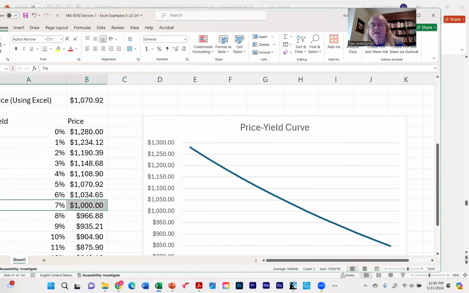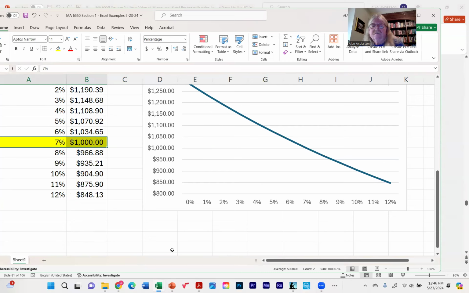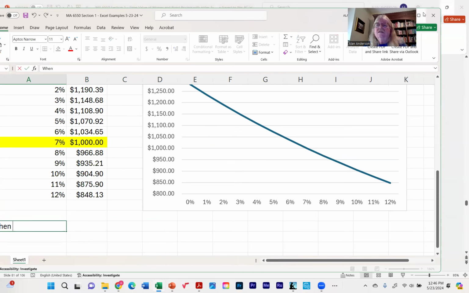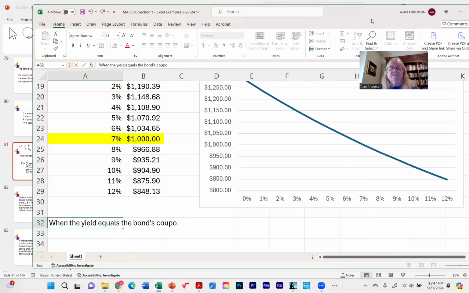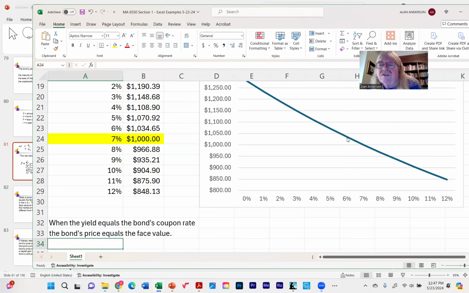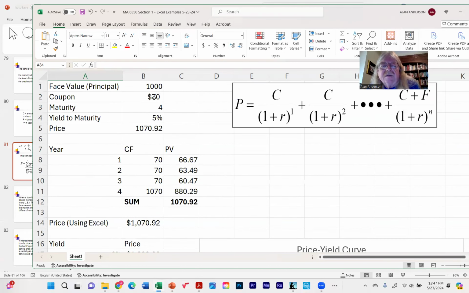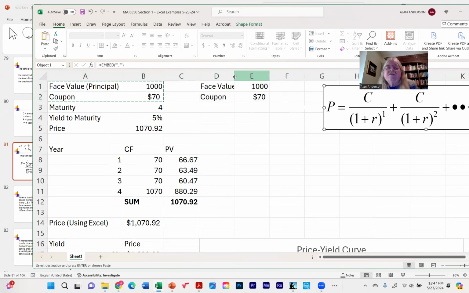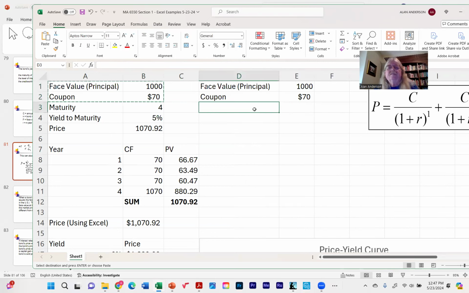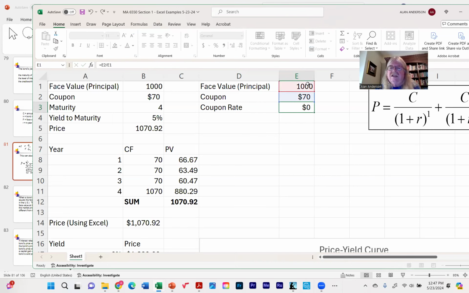Good. Now, here's an interesting detail. Here, the bond's price is exactly equal to $1,000. And if you notice, it's not a coincidence. When the yield equals the bond's coupon rate, the bond's price equals the face value. Now, the coupon rate, remember, is the percentage of the face value that we're paying out. So when the coupon is 70, it doesn't show here, but let's do this calculation separately. When we have a face value of 1,000 and a coupon of 70, that implies a coupon rate of 7%.